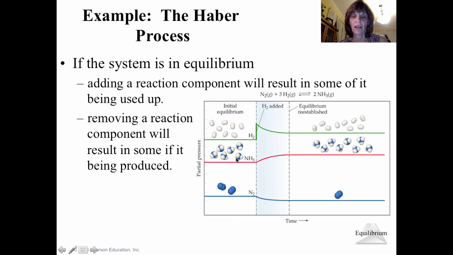If the ammonia is going to go up, there will be more hydrogen, and the nitrogen will get used up because the hydrogen and the nitrogen will be reacting. So adding a component results in some of it being used up. Removing a component will result in some of it being produced. So if you took out some ammonia, then that would mean the nitrogen and hydrogen would get used up to a greater extent to make more ammonia, to reestablish an equilibrium.